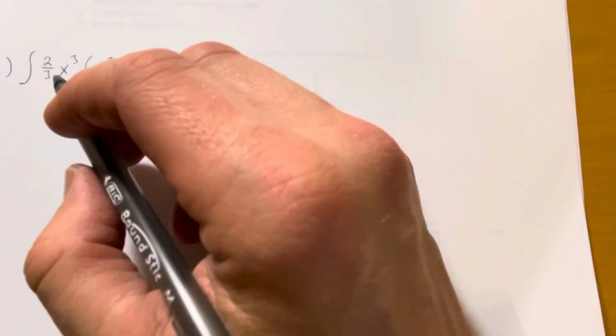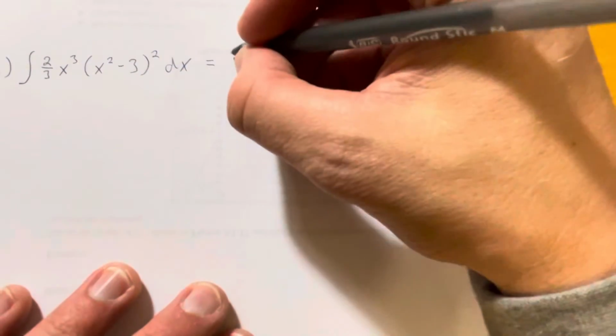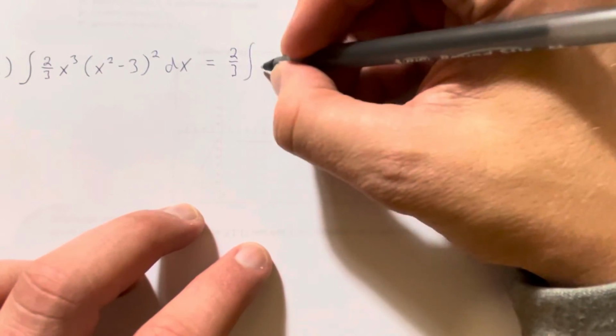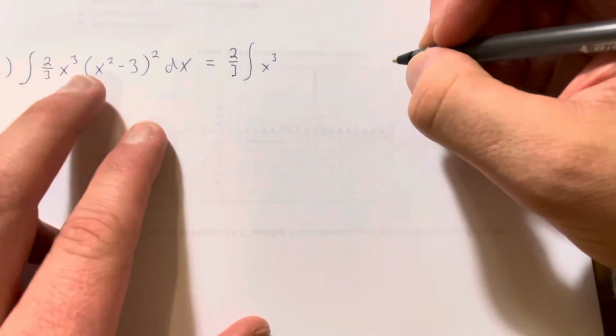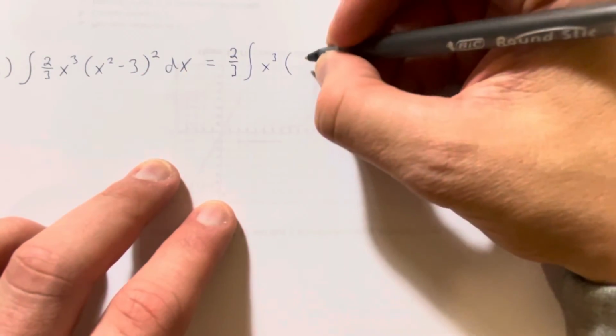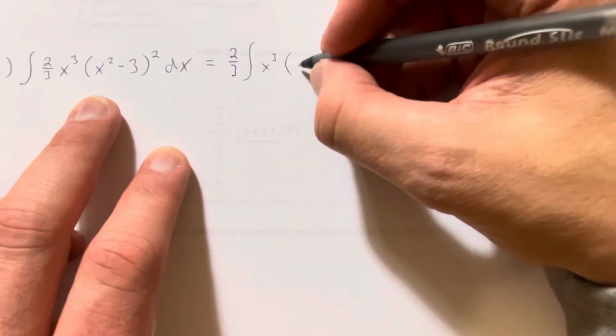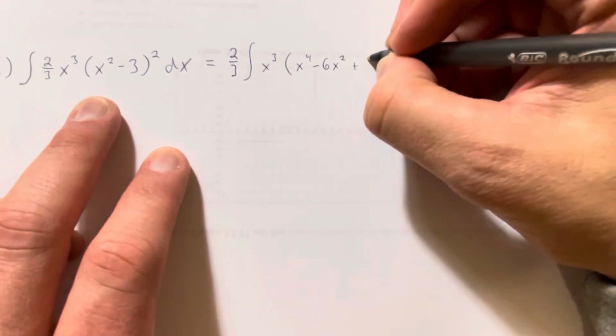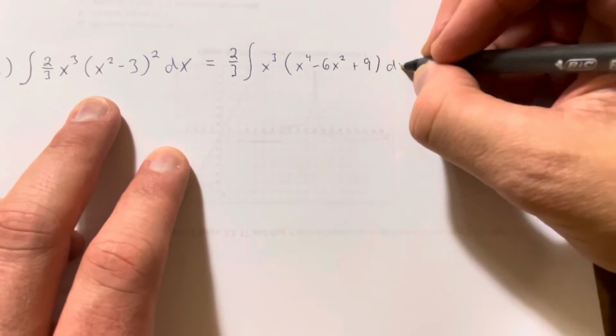So very first thing I want to do is take the 2/3 and pull it out of the integral. I have that rule that allows me to do that. Then I'll have this x cubed here. This x squared minus 3 is being squared. I'm going to square that and leave that part in parentheses. So that's going to look like x to the 4th minus 6x squared plus 9 dx.